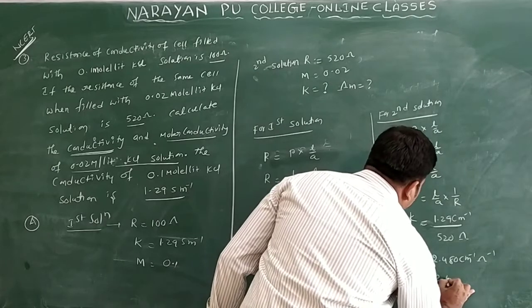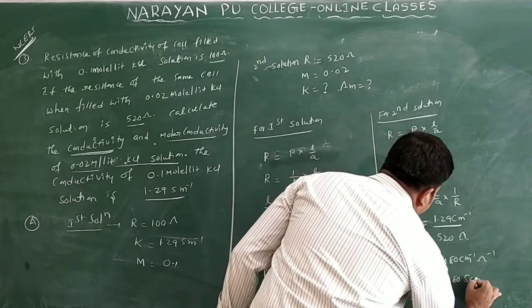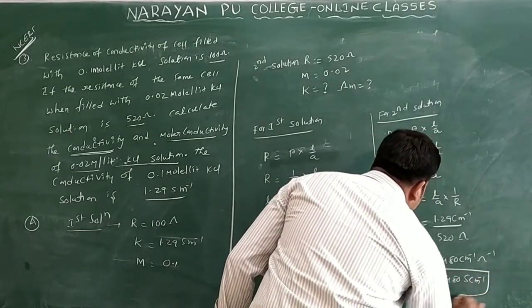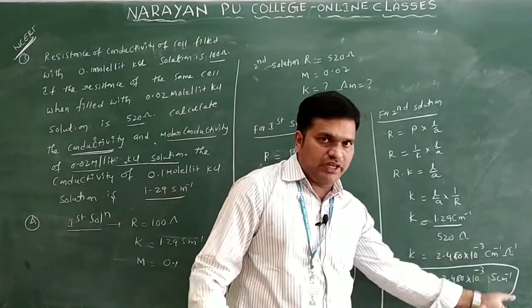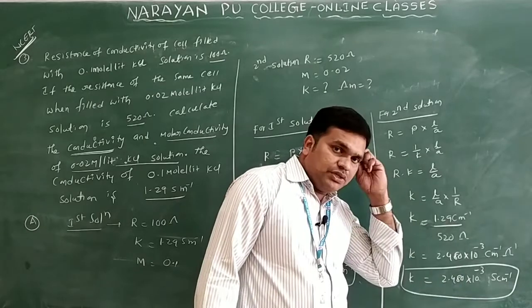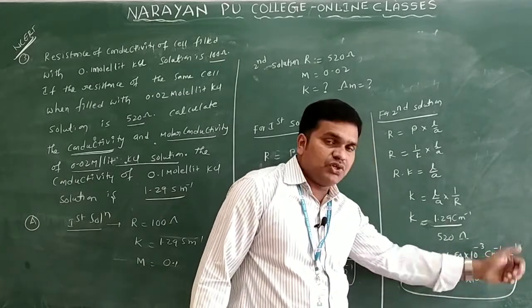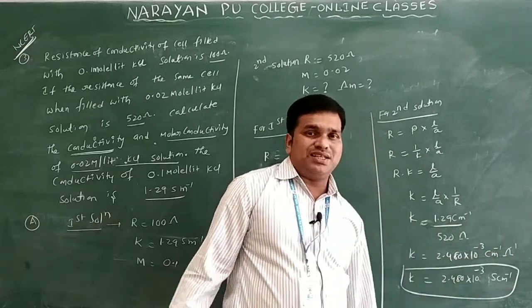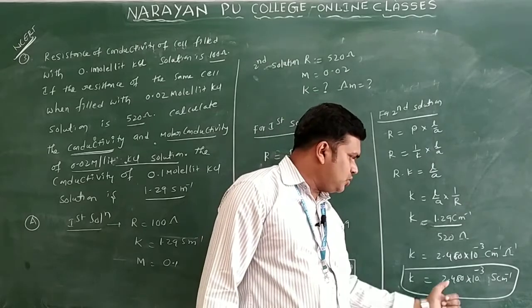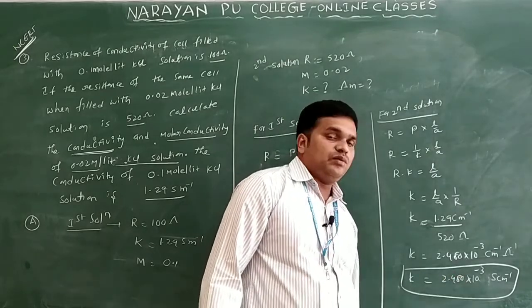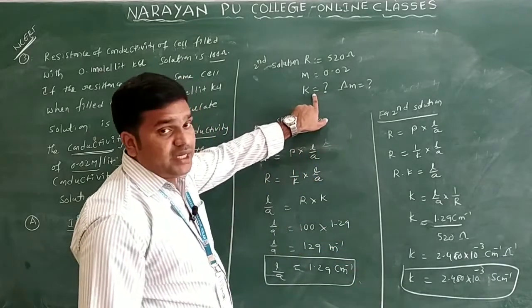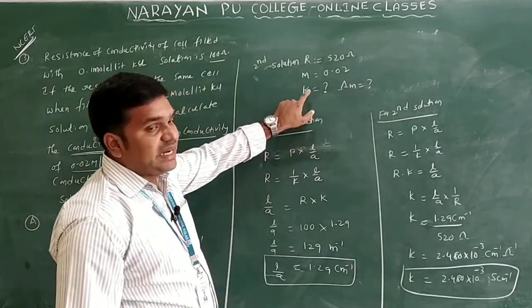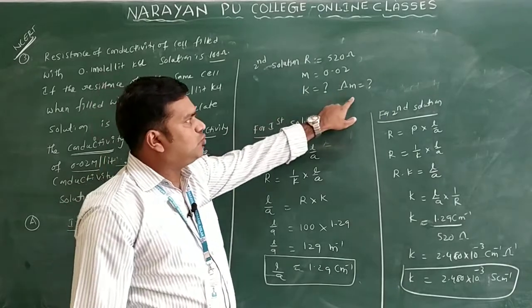Then you will get 2.480. You will write Siemens and centimeter inverse only, because you get 10 power minus 3. I forgot to write that one. 2.480 into 10 power minus 3 centimeter inverse ohm inverse. Ohm inverse, you know, is Siemens only. Or you write K is equal to 2.480 into 10 power minus 3 Siemens centimeter inverse only. So one part we are finding here: the conductivity for this solution.